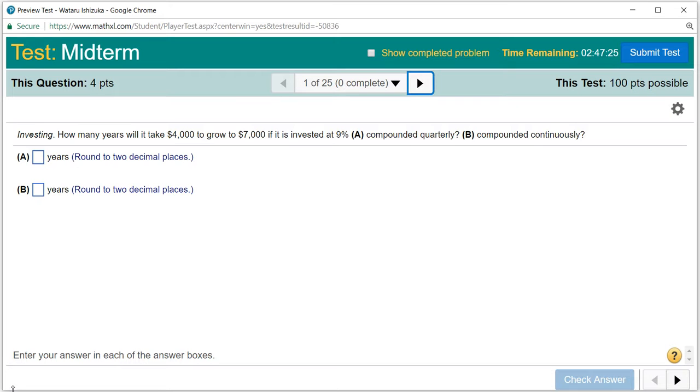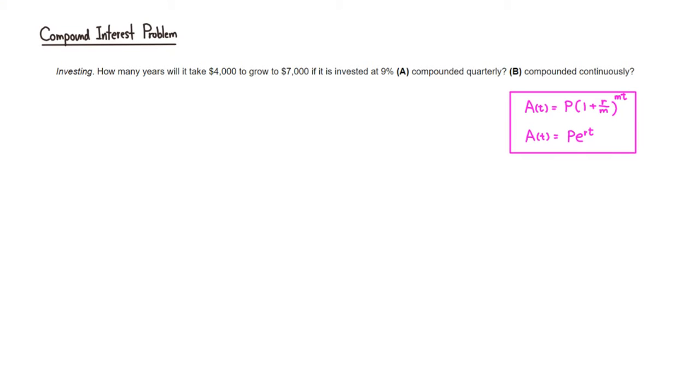All right, let's look at this midterm problem. This is a compound interest problem. It says: how many years will it take $4,000 to grow to $7,000 if it's invested at 9%, for part A, compounded quarterly, and for part B, compounded continuously. All right, so let's do part A first.